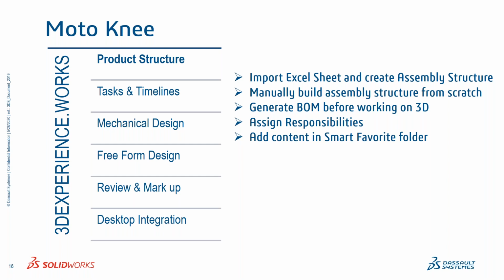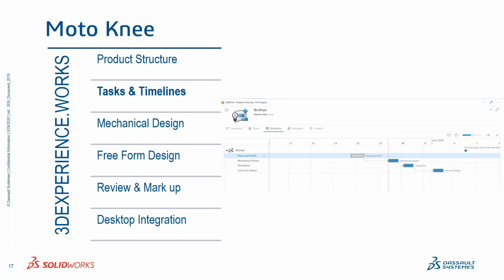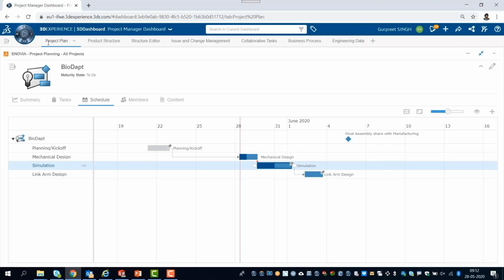So once my product structure is ready, let me go one step further, wherein I'm going to create a project plan over here. So let us see how the apps available on the 3D Experience platform are going to help me over here. So in the project planning, I'm using the Innovia project planning app over here, and I'm working on the scheduling.